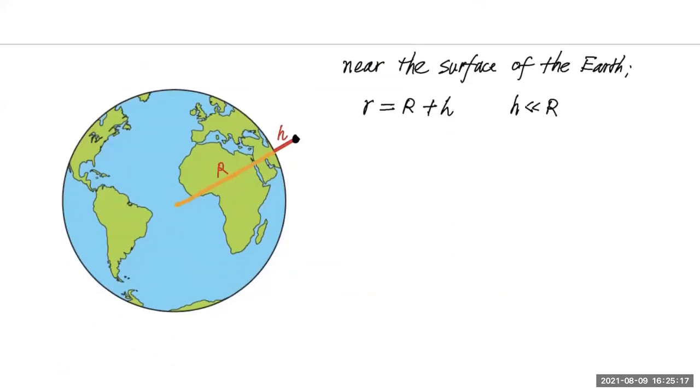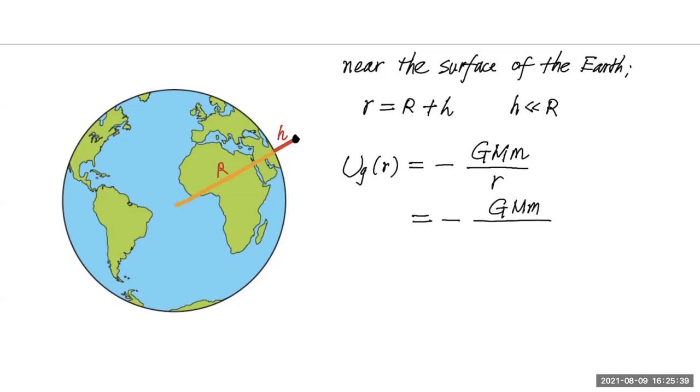Okay, so we have from the general expression U_G at R, that's negative G times the mass of the Earth times the mass of the object divided by R, right? And R is big R plus h, of course. Now, big R is much, much greater than h. So let's see how we can take advantage of this approximation.